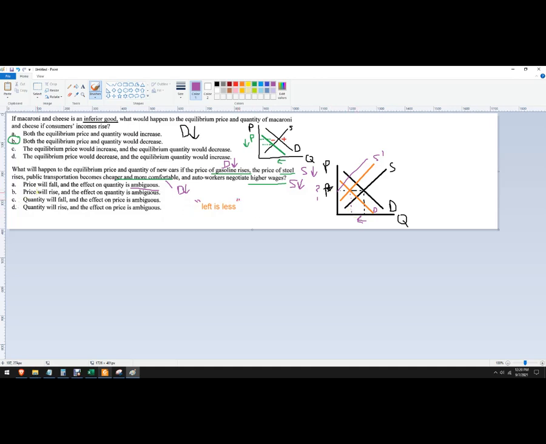So we can knock out all the others. We know it's not that one, and it's not that one because we don't know what's going to happen to the price. We know that quantity is not going to rise. So we actually know that the quantity is going to fall and the price is ambiguous. You can practice with these different prompts, but always draw out the graphs and it'll be a little bit easier for you.